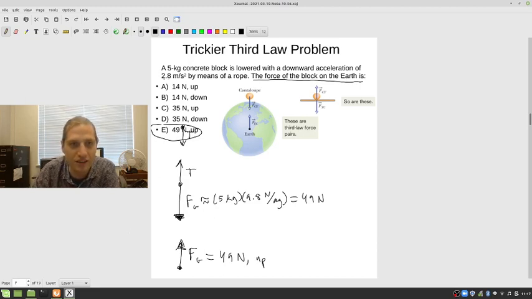So this extra piece of information, which looked so useful, looked like we were going to have to use it in the problem, that was flarf. You don't need it. The forces in Newton's third law are always opposite directions, equal sizes.